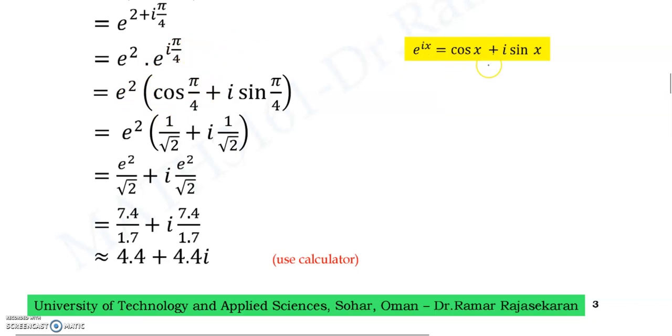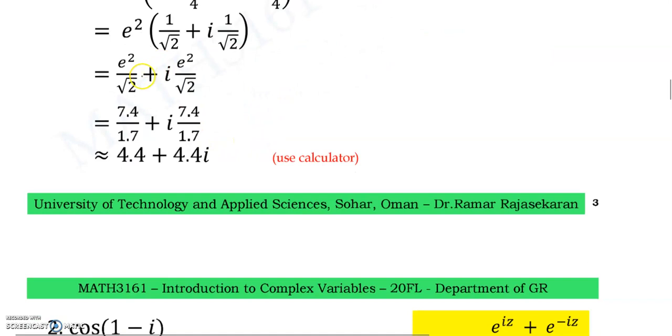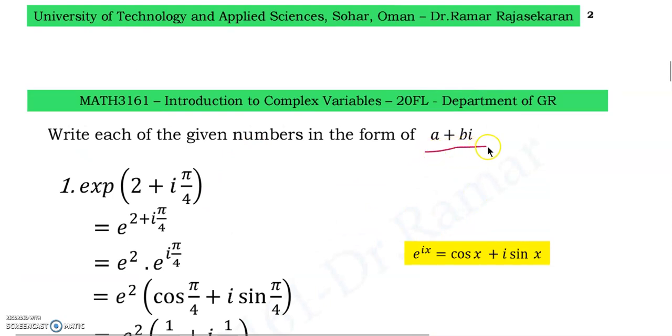See here e power ix is equal to cosine x plus i sin x, so here we replace x by pi over 4, that is cosine pi over 4 plus i sin pi over 4, so e squared multiplied by cosine pi over 4, which is nothing but 1 by root 2, plus i times 1 by root 2 for sine pi over 4 also. So we will get e power 2 divided by square root of 2 plus i e power 2 divided by square root of 2. If we simplify, then finally we will get 4.4 plus 4.4i. This is nothing but the a plus bi form.